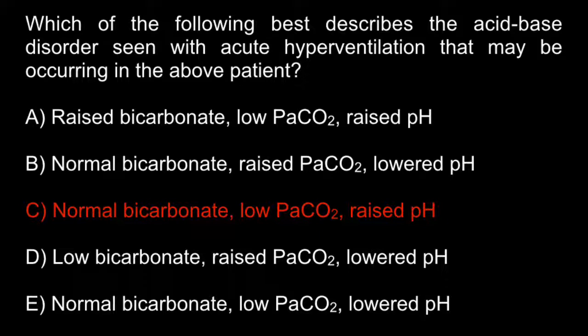Normal bicarbonate because there's no metabolic compensation. The CO2 will be low because we're breathing too much and we're getting rid of more CO2, so there's less in the blood. And the pH would have gone up because there's less H+ in the blood because we're getting rid of CO2. And CO2 combined with water goes to carbonic acid, and that dissociates partly to bicarbonate and H+. And if we're getting rid of CO2, we're pushing that equation away from H+. So this answer is number C.